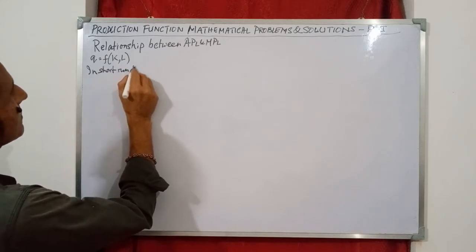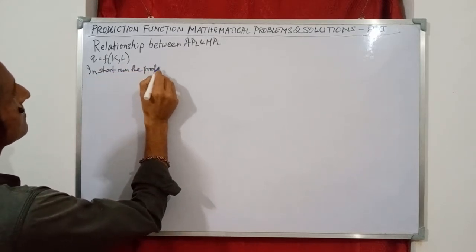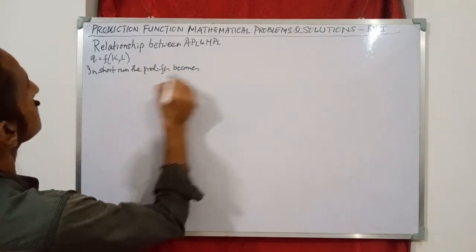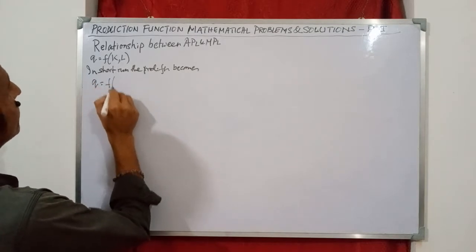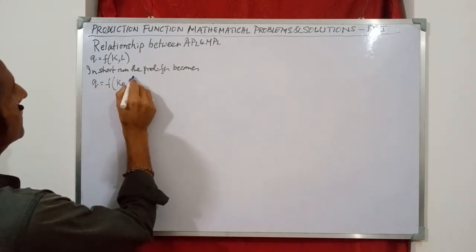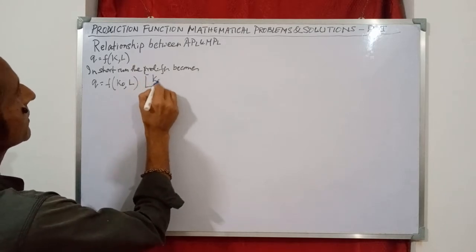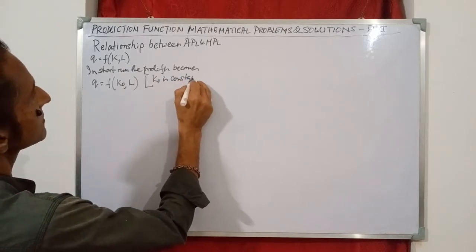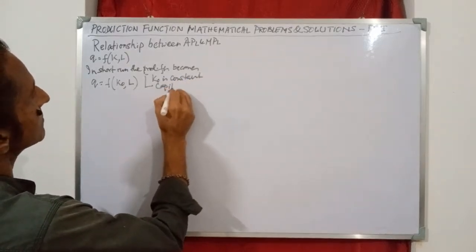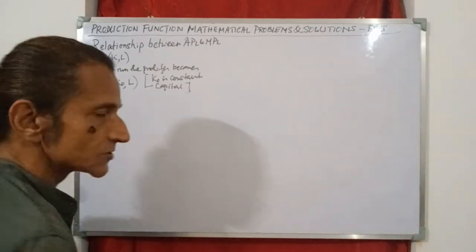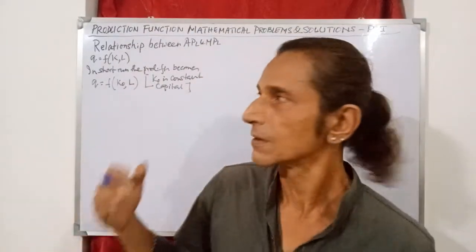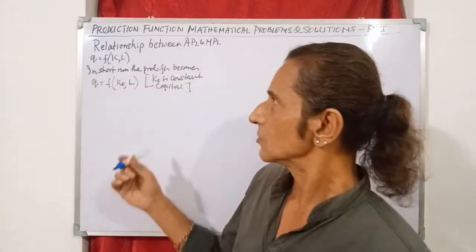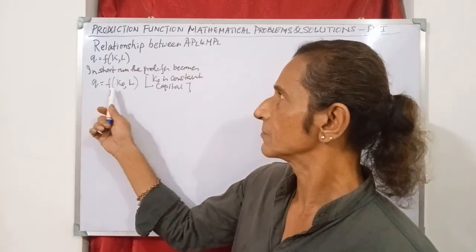So in the short run the production function becomes Q equals F(K0, L), where K0 is constant capital. So the firm is using two inputs, labor and capital, and in the short run K is held fixed at K0. So in the short run the production function becomes Q equals F(K0, L).